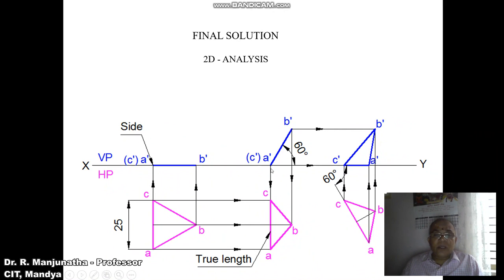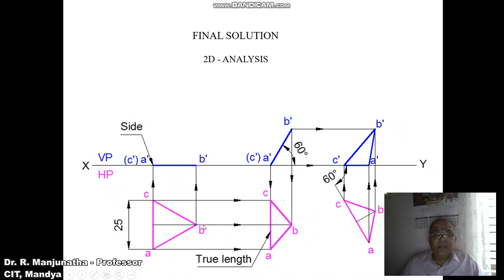So then draw a vertical projector from A dash and C dash to the top view and draw a horizontal projector from A and also from C. Both will intersect at the respective points of A and C in the second position top view, and mark this point as A and C.